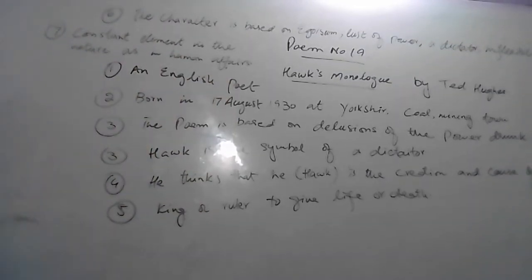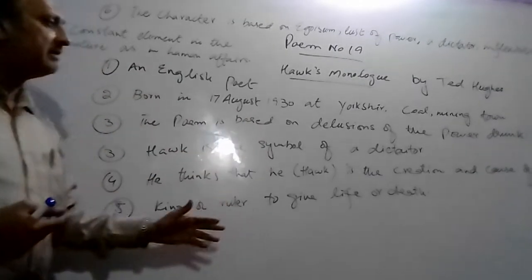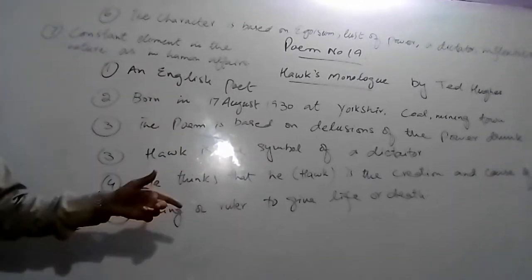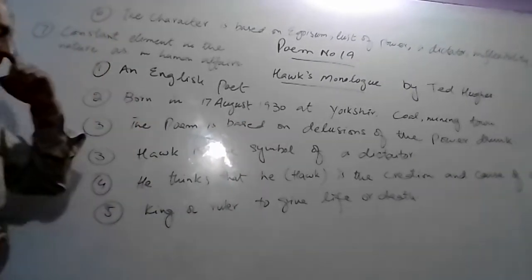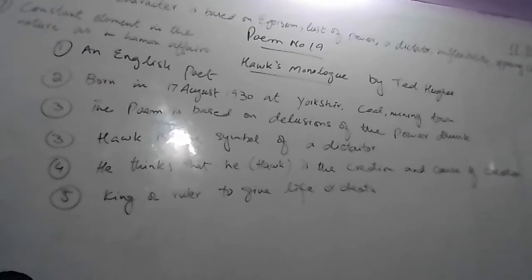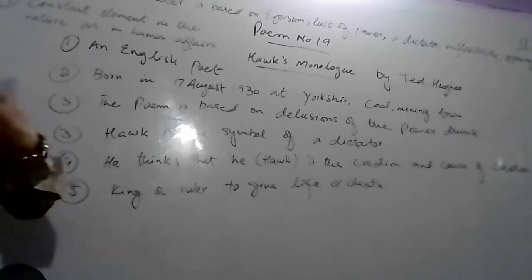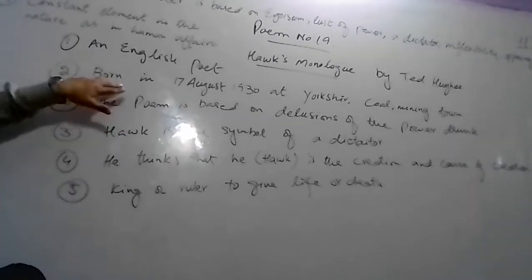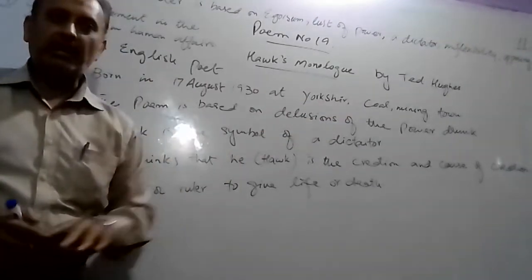Let's come and see what the basic similarities and important elements are that we can find in this poem. Again, this poem is very important as far as your examination is concerned. First of all, we talk about Ted Hughes. Ted Hughes is basically a British writer. He was born on August 17, 1930 at Yorkshire.